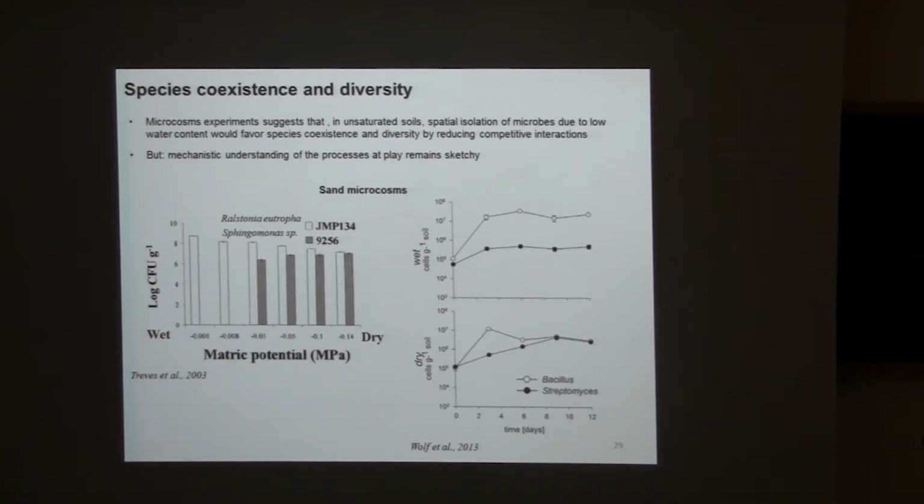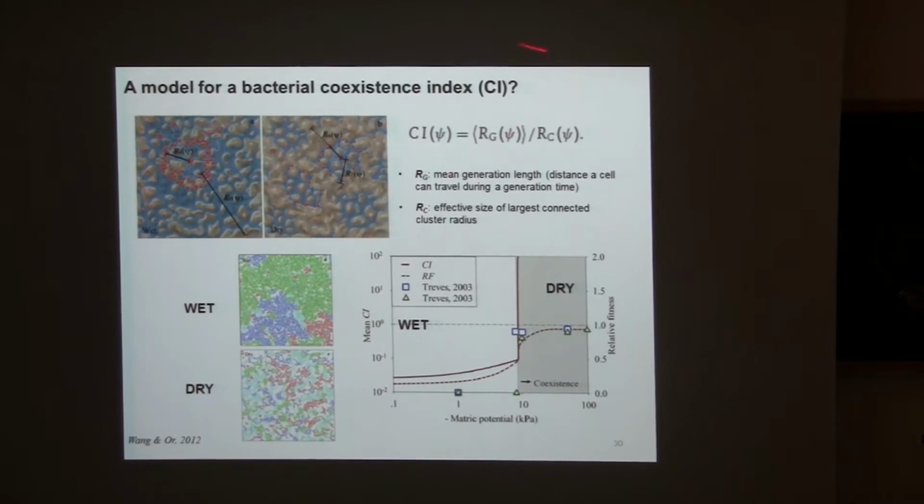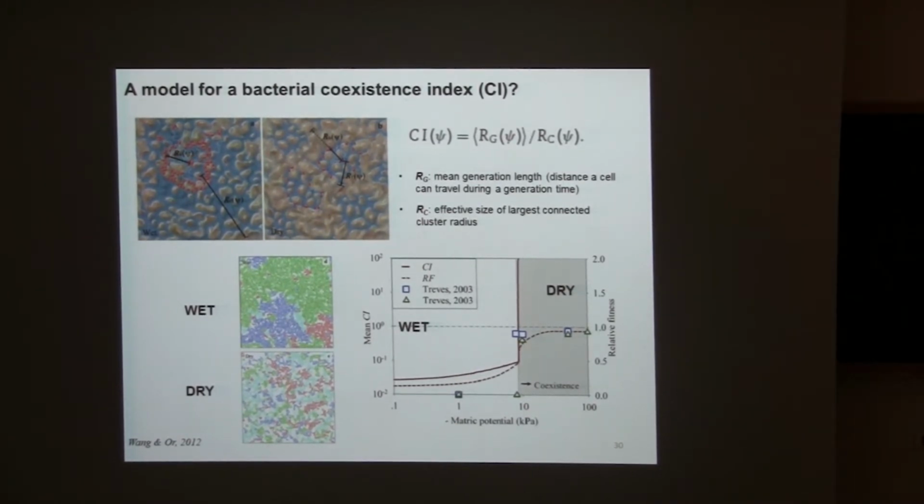And just more recently, this was some work proposed by Danny, the colleague Gang Wang. They thought, can we use those concepts to propose something like a coexistence index? So they thought, we could come up with something simple. We're going to use the matric potential as really the driver of the processes here. We're going to look at, under wet conditions, the ratio between the mean generation length, that is the distance a cell can travel during a generation time, and the RC, the size of the largest connected cluster.